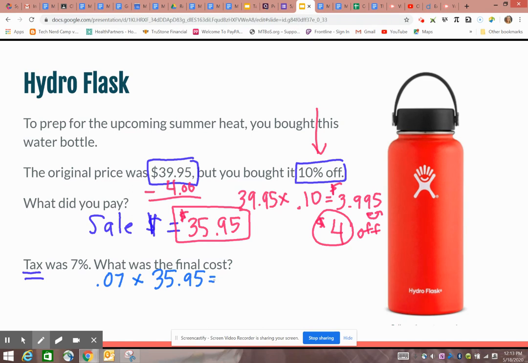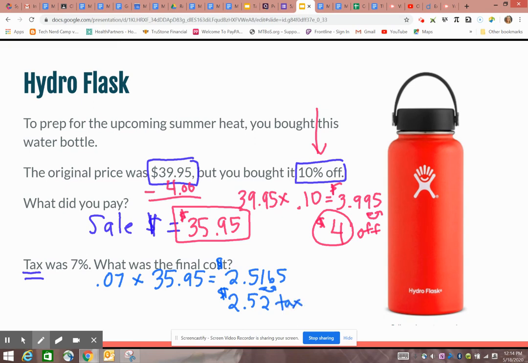Okay, so you might notice you get something kind of funny again, $2.5165. Check out that. Again, we're talking money. So we know that we have to do some rounding here, because with money we round to the nearest cent. The digit after is a 6, which tells me that my 1 needs to round up to a 2. So I get my tax to be $2.52. Now, that's not the total price of my Hydro Flask. That is just the tax.